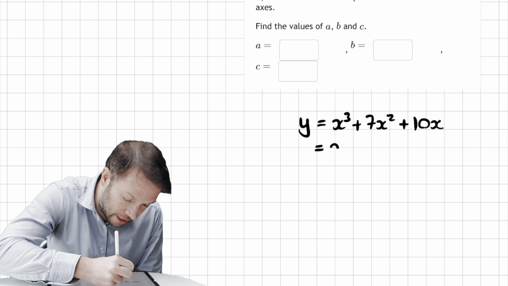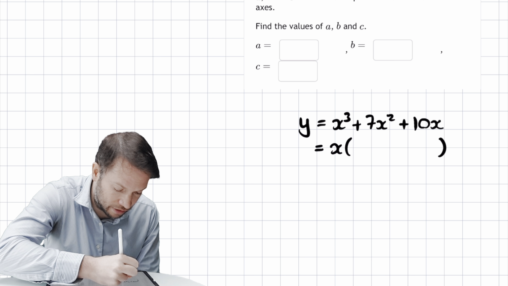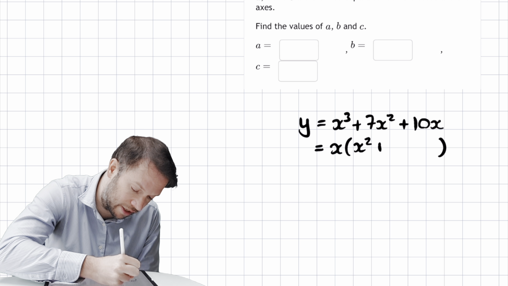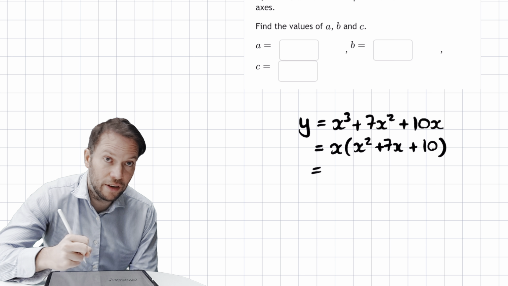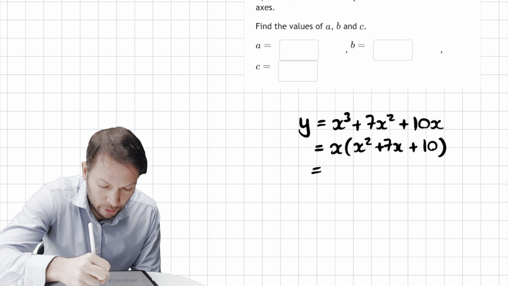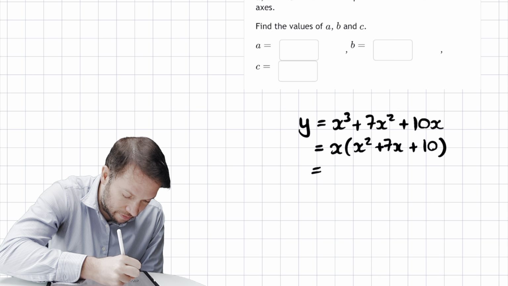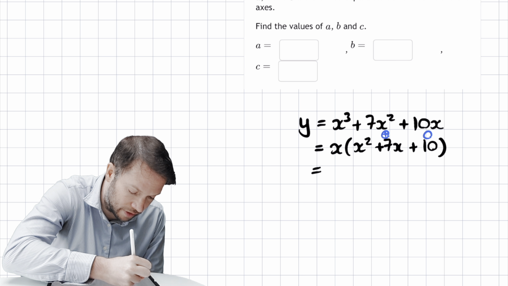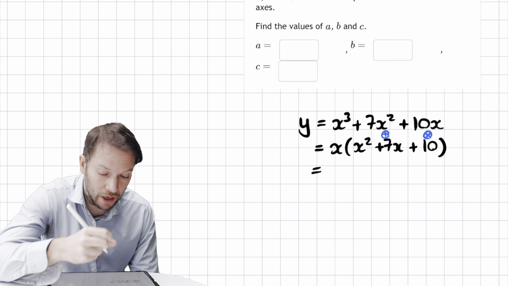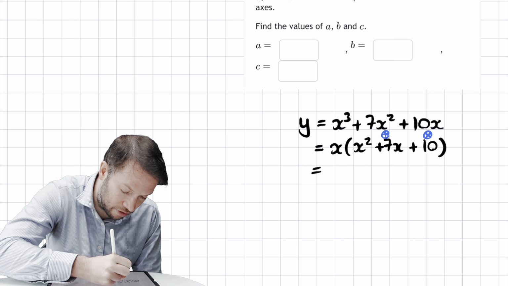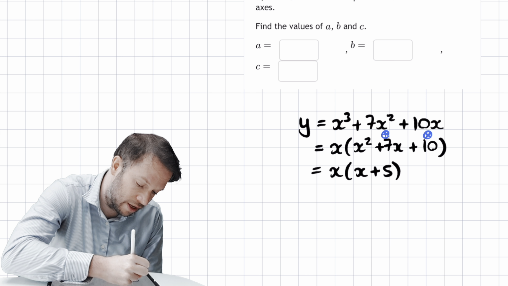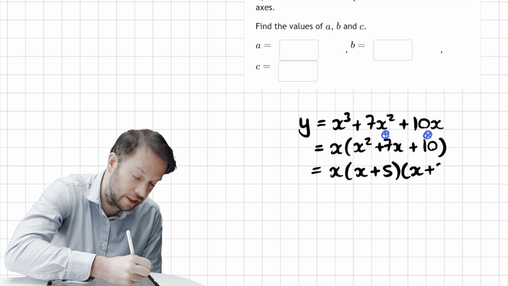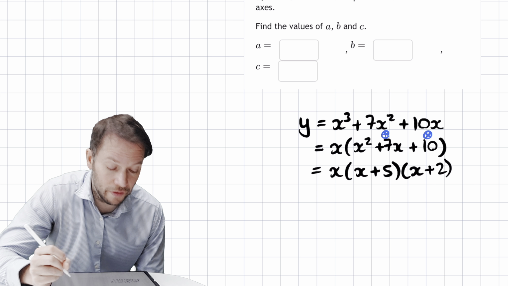So we can take out the x and put a bracket, and that's going to give us x squared plus 7x plus 10. And then in order to factorize that quadratic in the bracket, we find two numbers which add to give the 7 and times to give the 10. What are those numbers? Well, they're 5 and 2. So therefore, we can factorize it as x times (x plus 5)(x plus 2). And if you don't know how to factorize quadratics, then you need to watch my videos on that first.